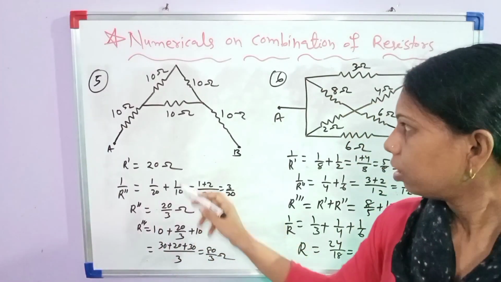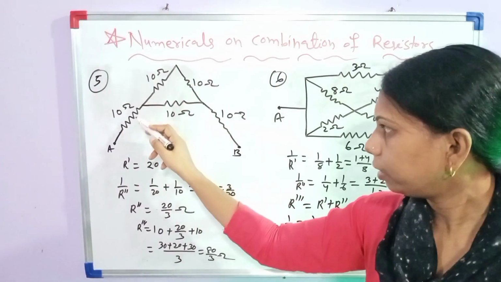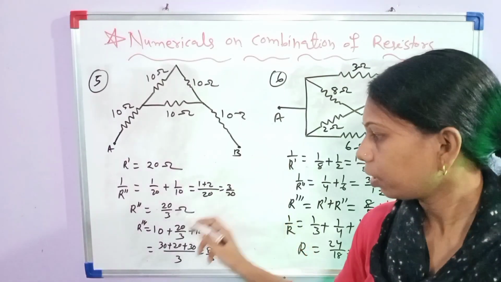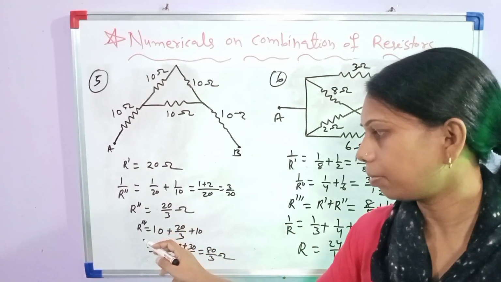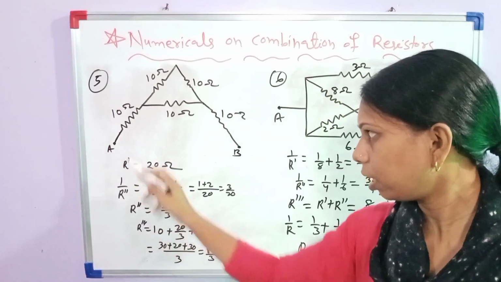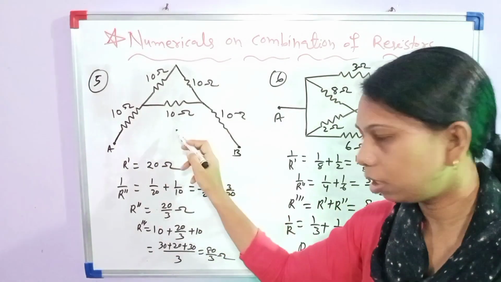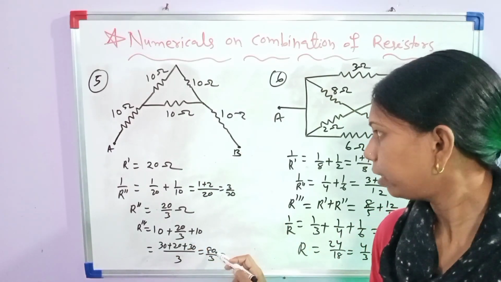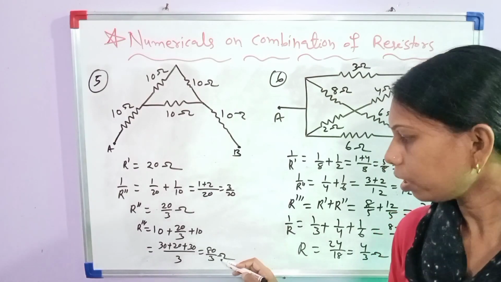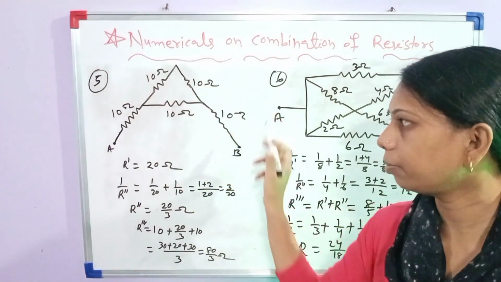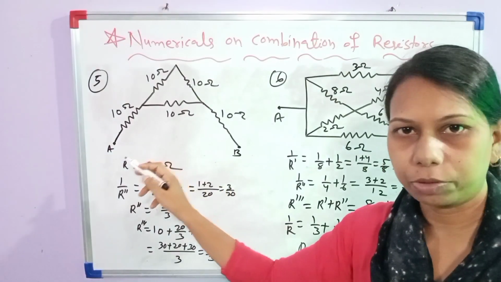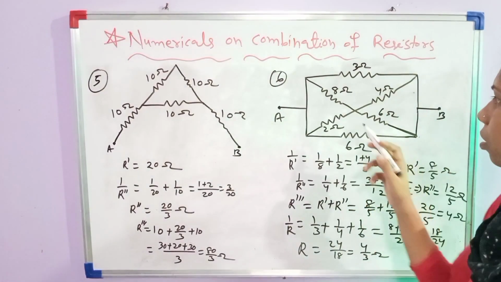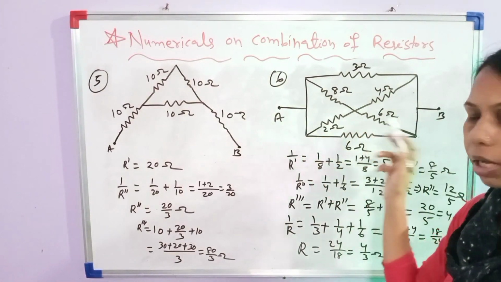Next, this 20 upon 3 ohm and here 10 ohm, here 10 ohm. These are in series. Let their equivalent resistance be R triple dash. So R triple dash equals 10 ohm plus 20 upon 3 ohm plus 10 ohm, equals 80 upon 3 ohm. That is the total equivalent resistance of the given circuit, that is the equivalent resistance between A and B. Next, question number 6. Find the equivalent resistance between A and B.